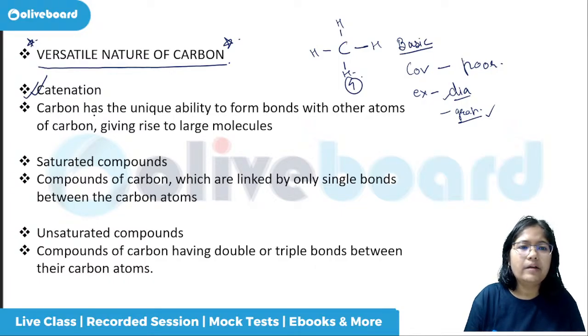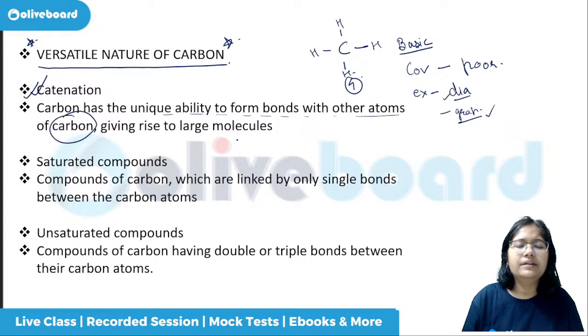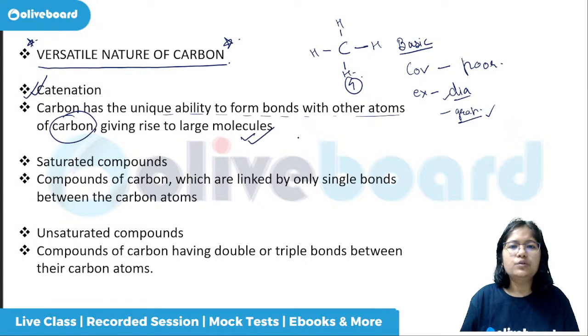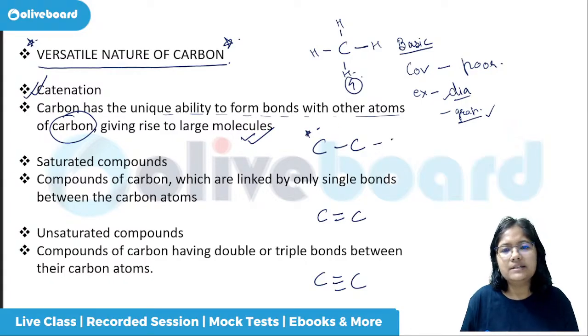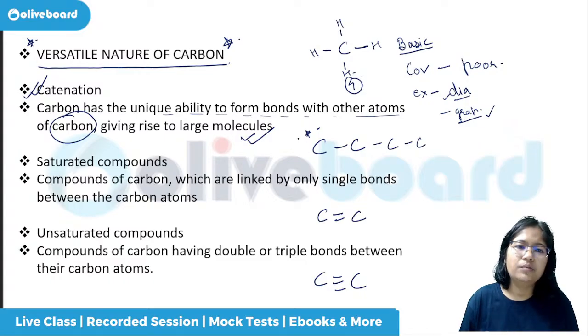Carbon has the unique ability to form bonds with other atoms of carbon, giving rise to large molecules. So if one carbon is able to form a bond with another carbon, it can form a single bond, a double bond, or a triple bond. This is the unique ability, and like this you can come up with chains, so they can form these large molecules.